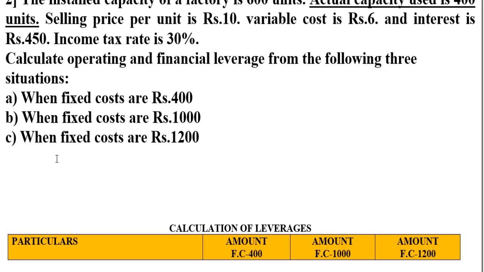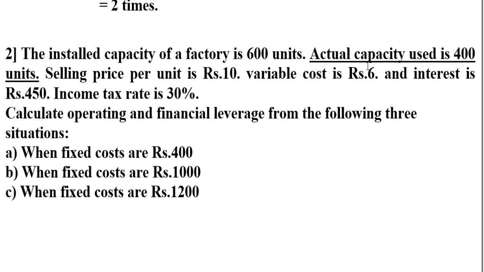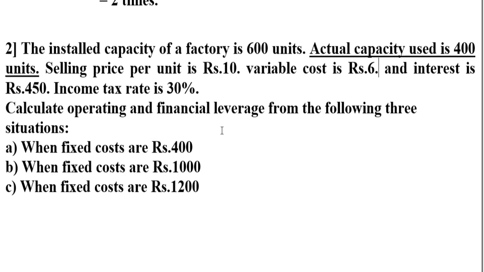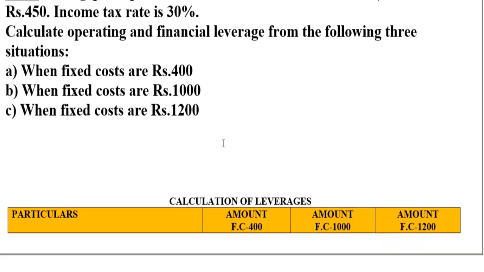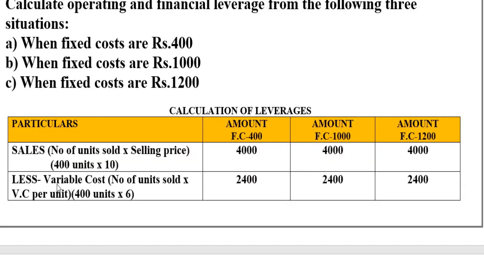Then you calculate sales now. So sales, that is selling price is rupees 10 and the actual capacity is 400. So 400 units into 10, so we'll get 4000 in all cases. So 4000, 4000, 4000. Then you deduct the variable cost.